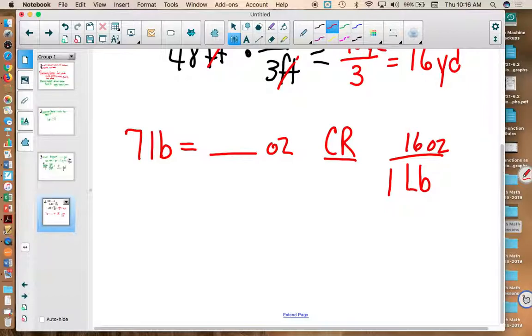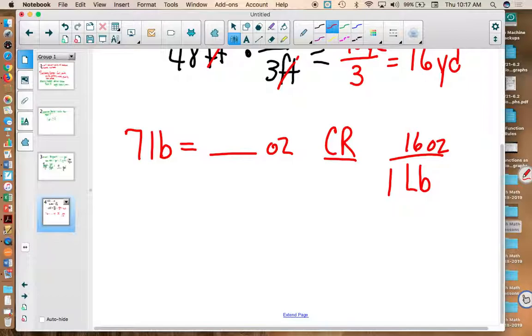Why would I put the ounces on top now? Why do you think I put the 16 on top? Why would I care about which way to put that rate? Why would I do that, Ben? 'Cause 16 ounces is bigger than 7? Well, that's true, it is bigger. But remember, what label do I want left? Pardon? Your ounces. I want ounces left. I want the label ounces left. So that tells me what to do.